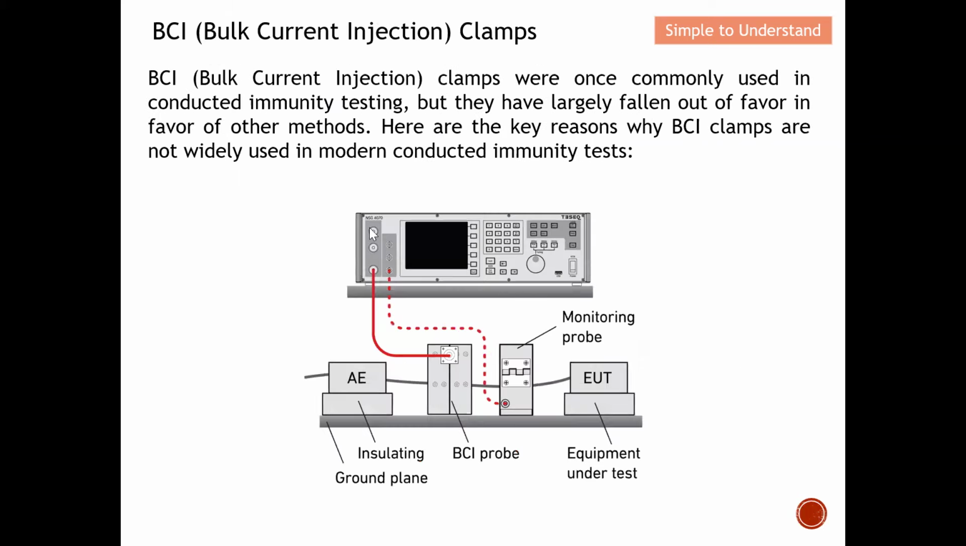Let me quickly introduce this other method to do conductor immunity. Although it is already phased out, I'd like to give you some idea of how it can be done. This BCI, bulk current injection clamp, was once commonly used in conductor immunity tests. However, it has largely fallen out of favor compared to the other methods. These are some of the key reasons. On the next slide I will explain the key reasons why these BCI clamps are not widely used in modern conductor immunity tests anymore.